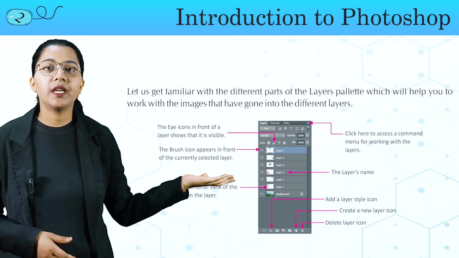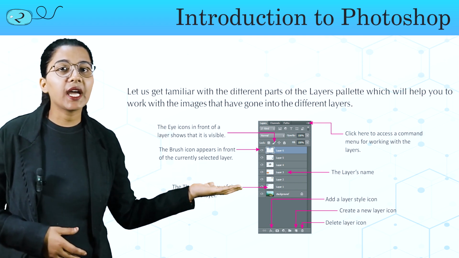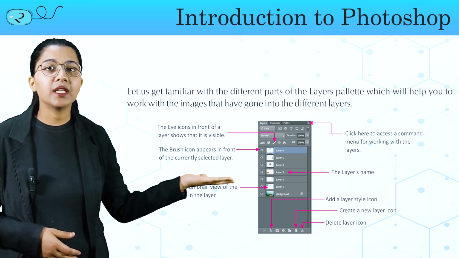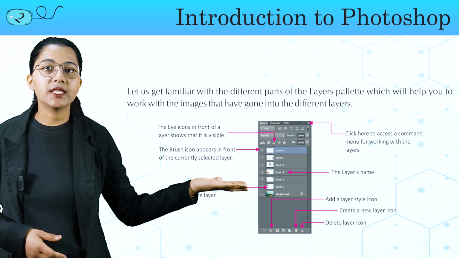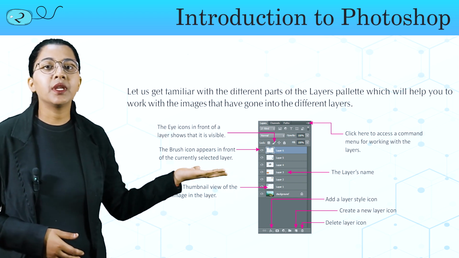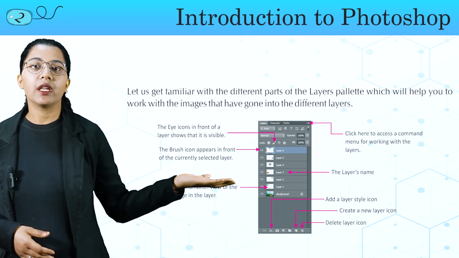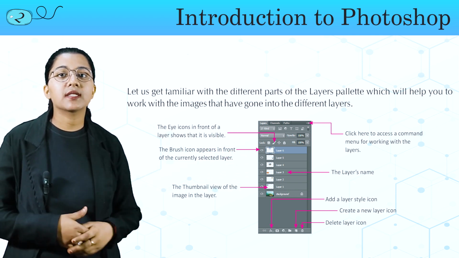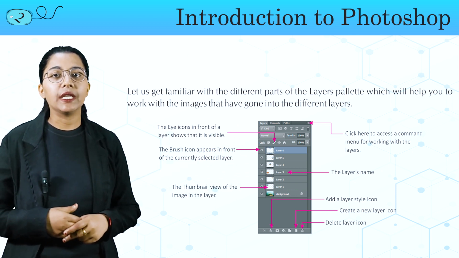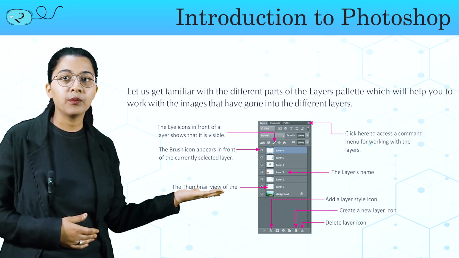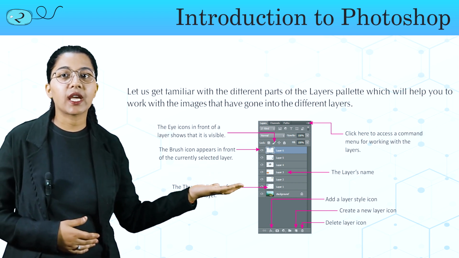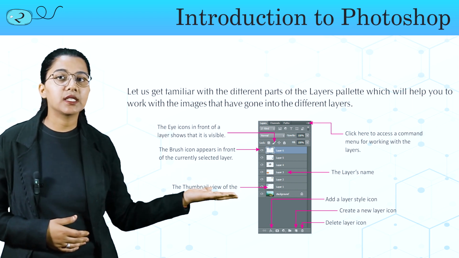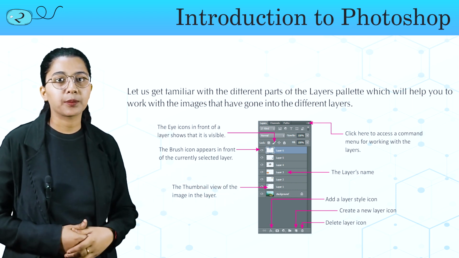Here you can see the interface of layers. The eye icon in front of a layer shows that it is visible. The brush icon appears in front of the currently selected layer. Then the thumbnail view of the image in the layer. Now on the other side you can see, click here to access a command menu for working with the layer. Then the layer's name, and then the add a layer style icon. Then the create a new layer icon, and lastly the delete layer icon.